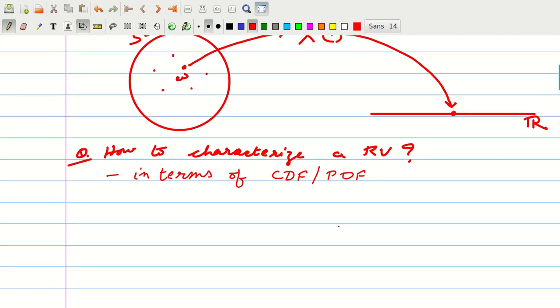So how to define a CDF? Cumulative distribution function. It is defined as capital F subscript capital X in bracket small x, defined as probability of the event small omega, set of sample points in the sample space, such that the mapping X of omega takes values less than or equal to small x.